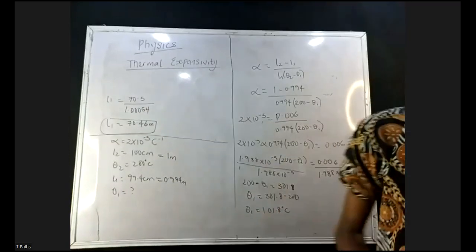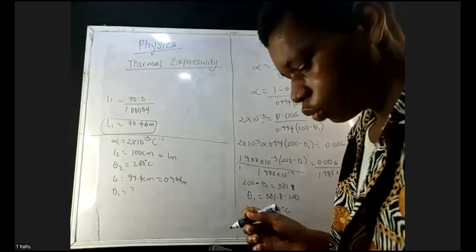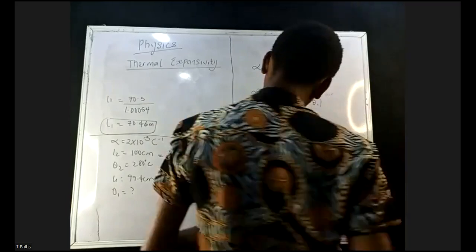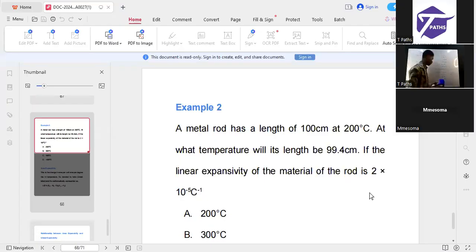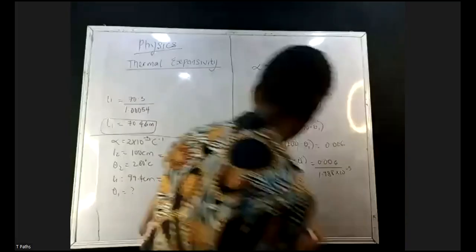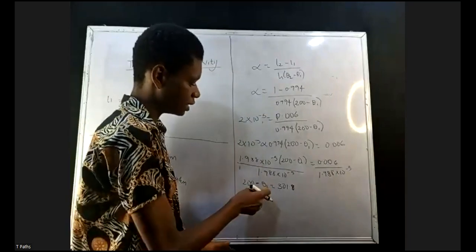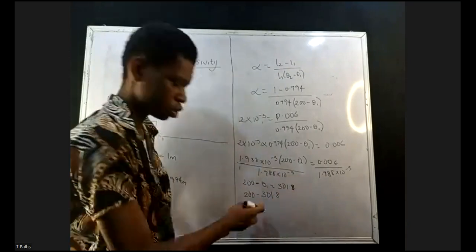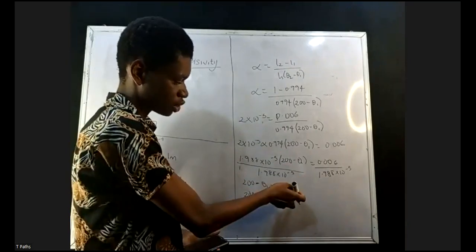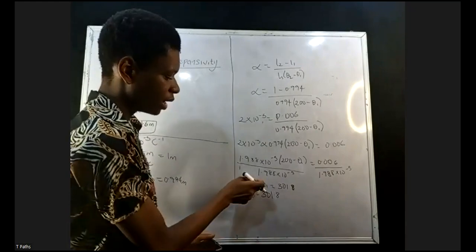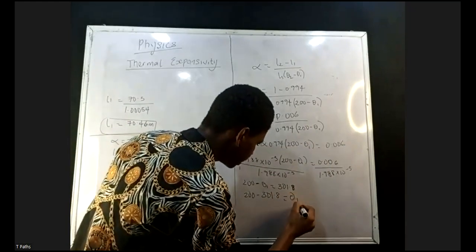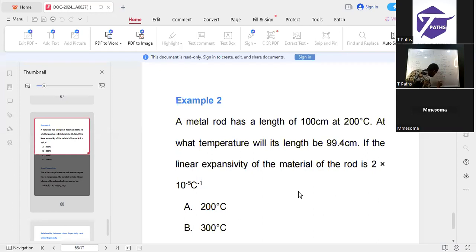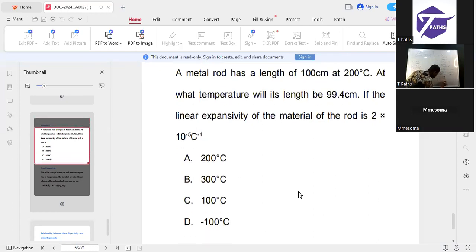So I'm going to check the option that corresponds with my answer here, 101.8 degrees Celsius. Or sorry, I made a mistake somewhere. When I'm bringing this to this side, this should be coming to this side. So it becomes 200 minus 301.8, not 301.8 minus 200. It's the sign of this that's changing. So theta 1 is equal to minus 101.8 degrees Celsius.